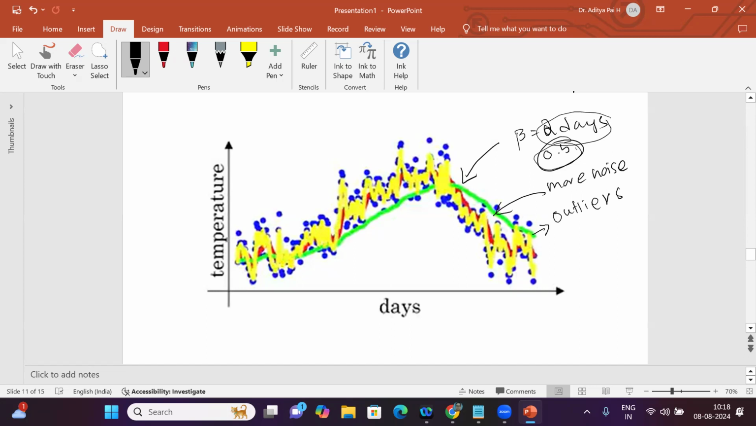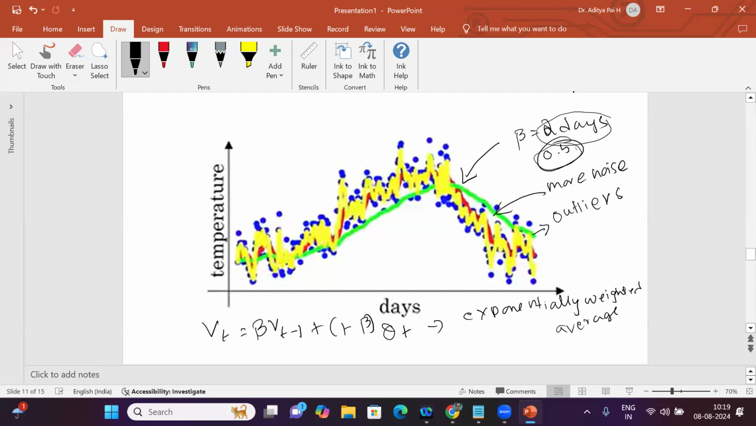So overall, the formula which you will be using is Vt equals beta Vt minus 1 plus 1 minus beta theta t. This is the formula used for exponentially weighted average. If your beta is increased, you will get a smoother graph. If you are decreasing beta, then you'll get more noise and more outliers.